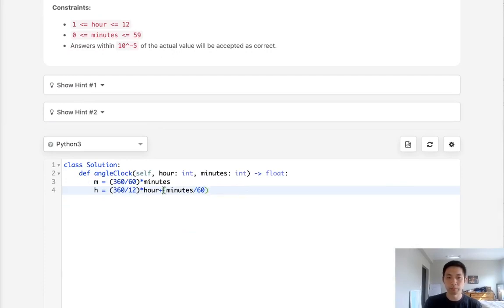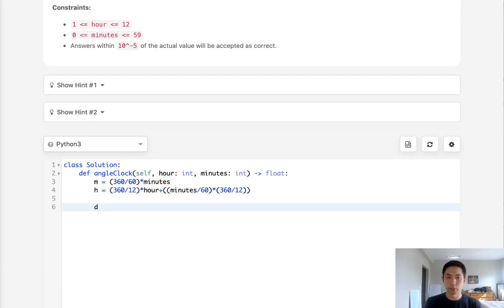So all we need to do then is multiply this, the minutes divided by 60, times however many degrees there are within an hour to hour, which is 30. And we could, just to be explicit, say 360 divided by 12. And that should give us the degree for hours.